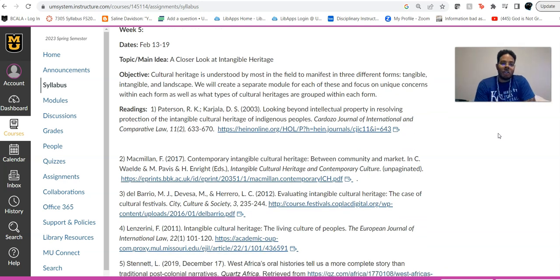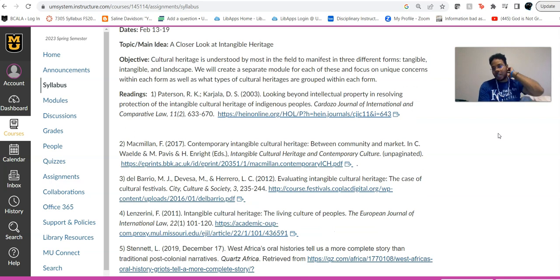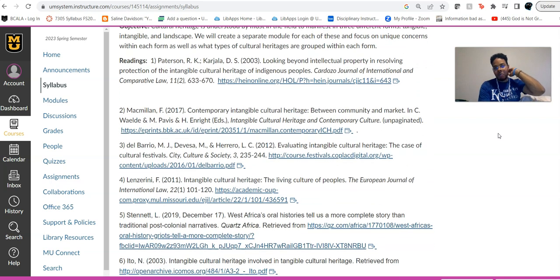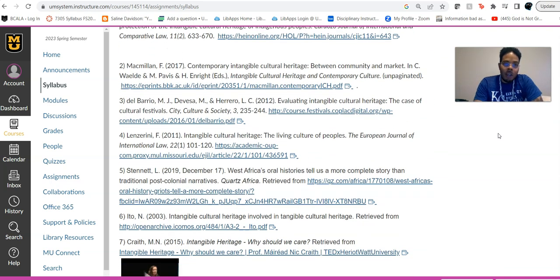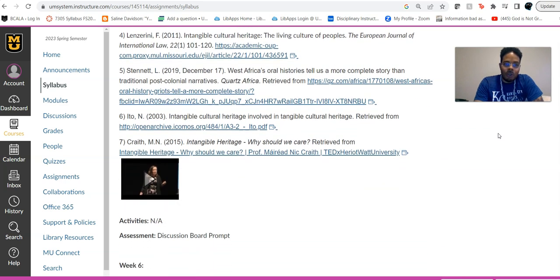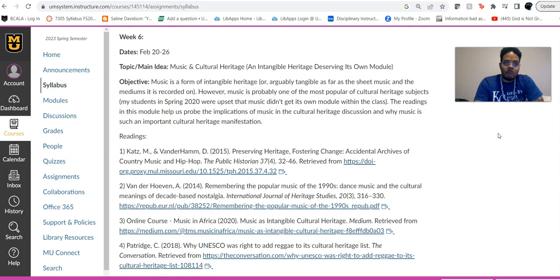And intangible heritage, a lot of that will include things like music, even though we divide music up into its own module. And then as well as dance and folklore, storytelling, those sorts of things, literature, that would be your intangible heritage. And that all will make more sense after you get through the materials for that week.